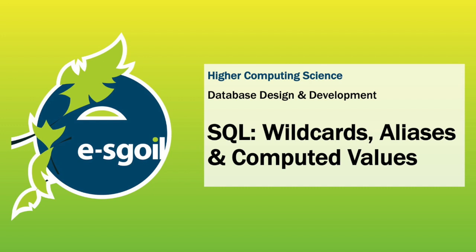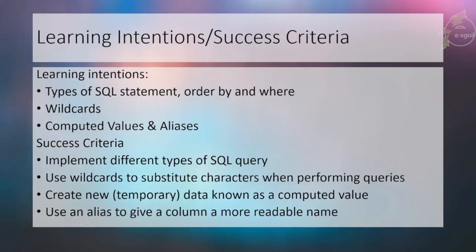This is the first of two videos looking at SQL in higher computing science. In this video, I'm looking at everything except the aggregate functions. We're going to review the types of SQL statement that we can use, select, delete, update and insert, and also look at the where and order by clauses. We'll also be looking at the use of wildcards within our statements. We'll look at how we can create new values in our database called computed values, which are sometimes called calculated fields, and how we can give friendly names to them using aliases.